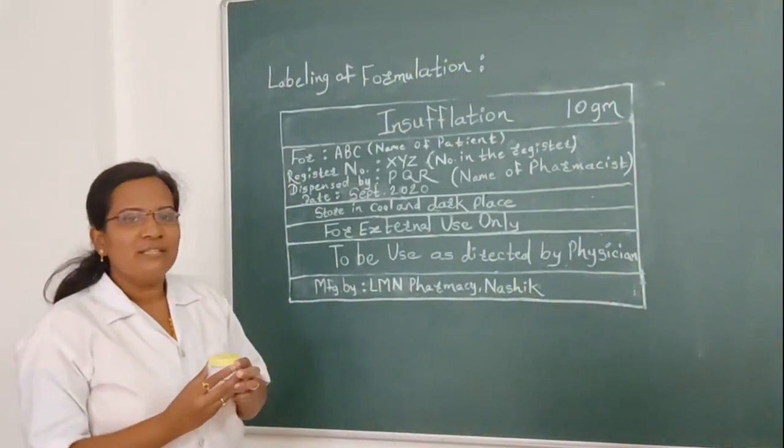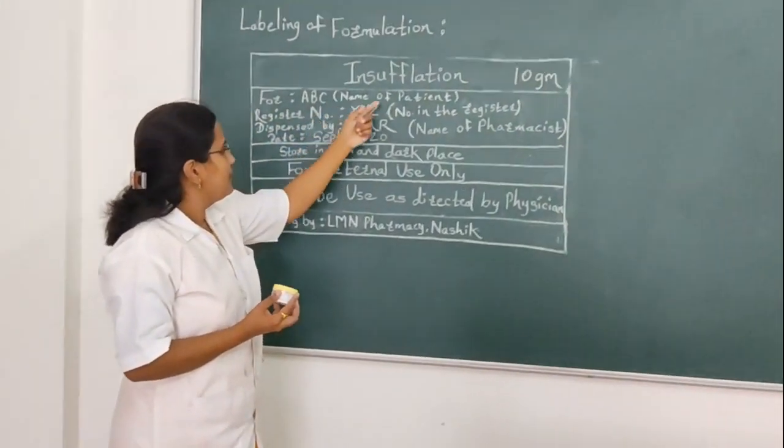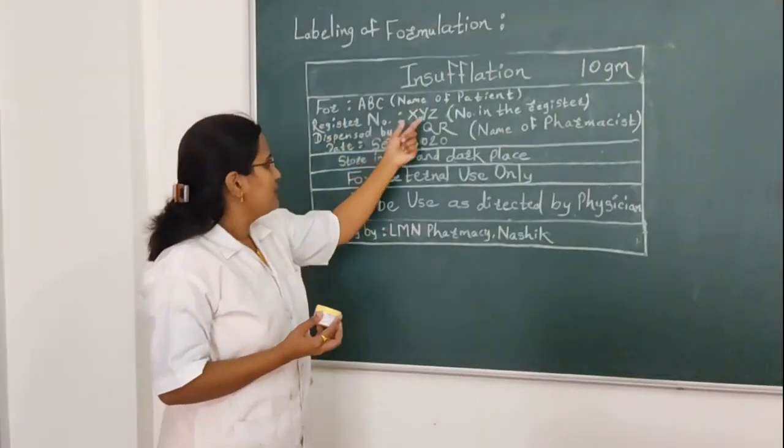So we will move towards labeling of the formulation. Insufflation 10 gram for ABC, that is name of patient, register number, that is XYZ.